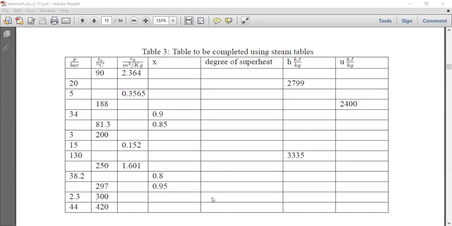So this is table 3. This says complete table 3 using steam tables. Okay, insert a dash for irrelevant items and interpolate where necessary. Interpolate where necessary. We will see.